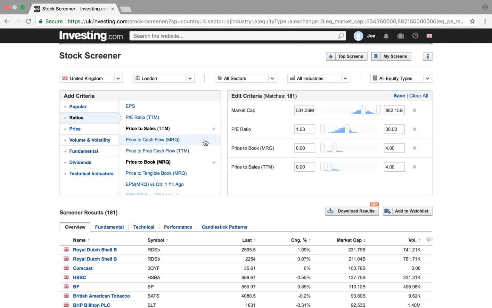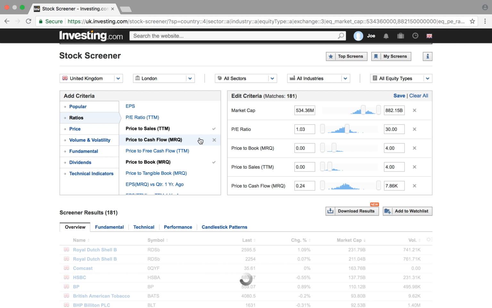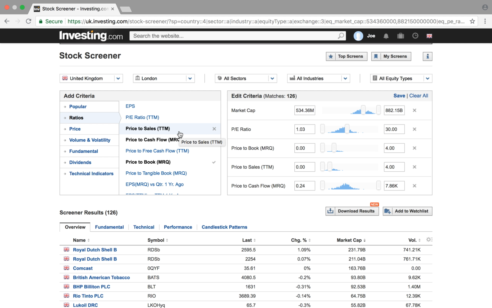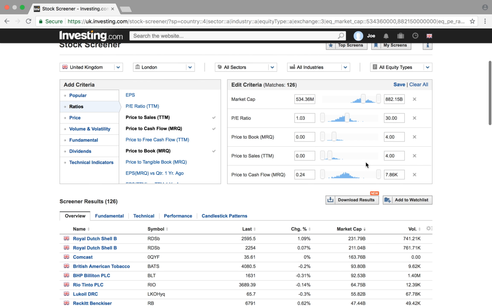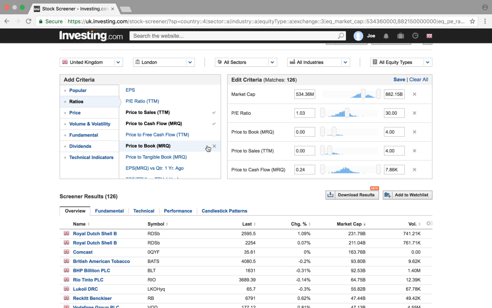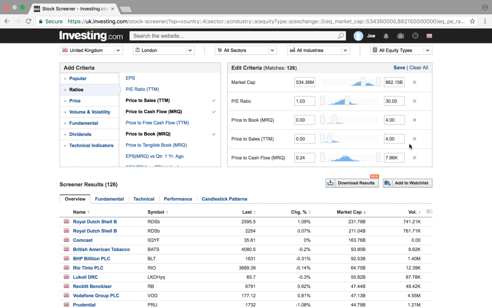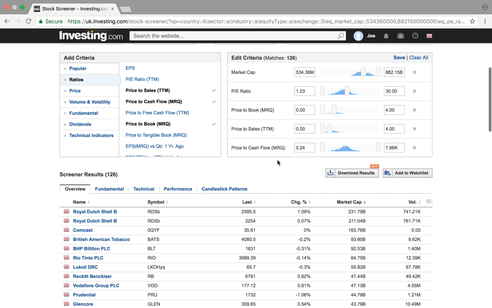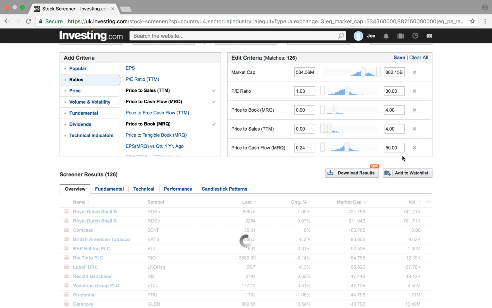The next one we're going to go for is the price to cash flow, which is this one. TTM is trailing 12 months and MRQ is most recent quarter, so it's just telling you which data it's using, so either the last quarterly results or the whole of the last 12 months. Last 12 months is probably a better measure when available, but you don't get so many options with ukinvesting.com. So yeah, price to cash flow, we're going to go for less than 50 to start with.